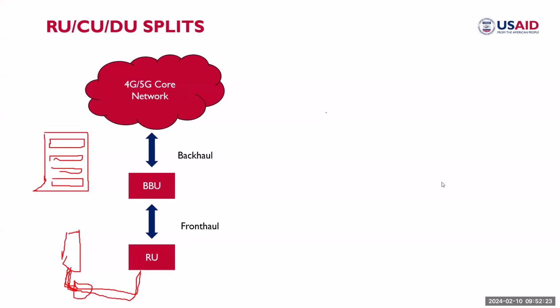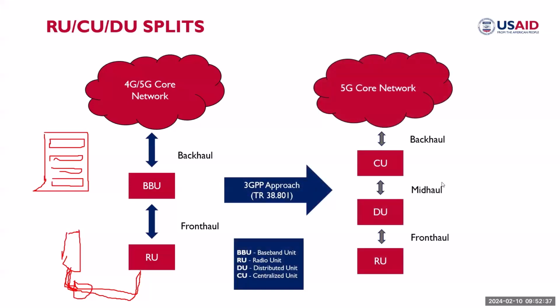Okay? So, the RU-CU-DU split in 5G refers to the separation of functions within the radio access network, or the RAN architecture. This split separates the radio unit, the central unit, and the distributed unit. So, before, meron kang front haul, may back haul, nagkaroon ka ngayon ng mid haul kasi nga, in-split mo further pa sila. So you have the RU and then the baseband is split into the distributed unit and the central unit.